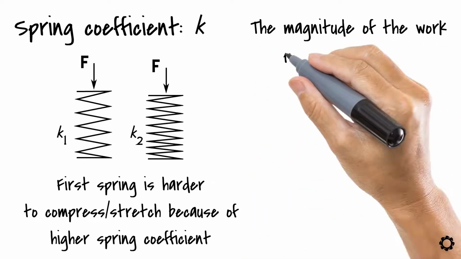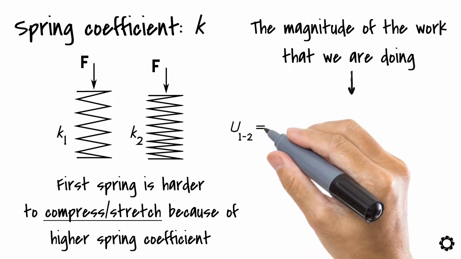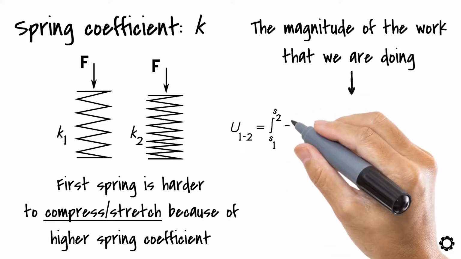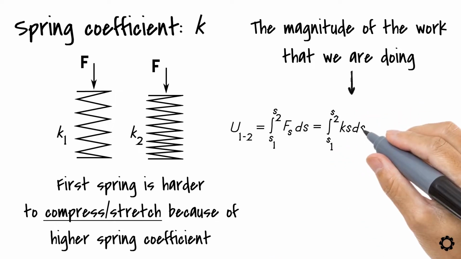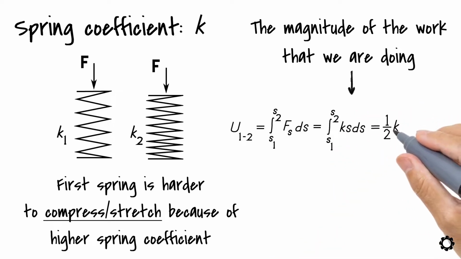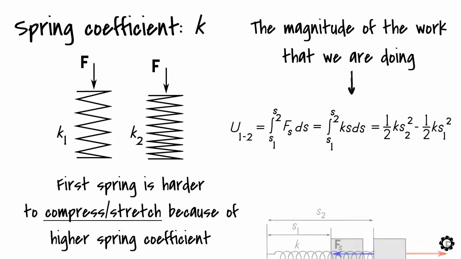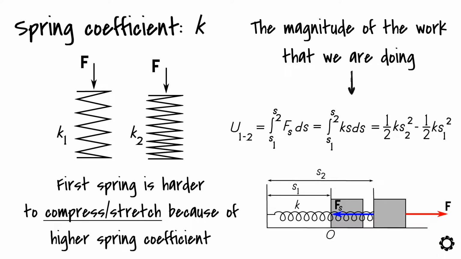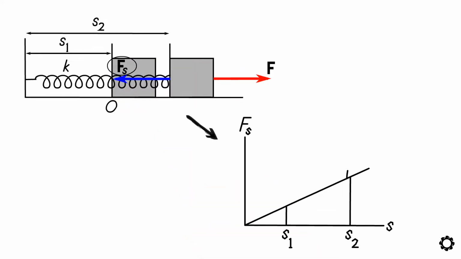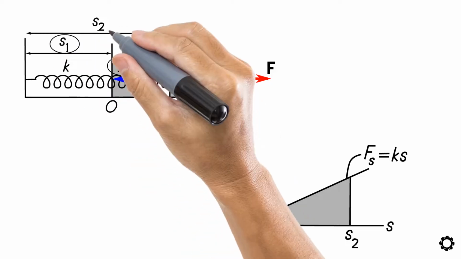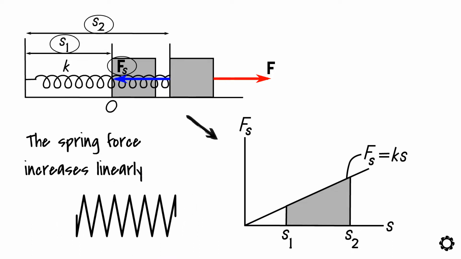Therefore, the magnitude of the work that we are doing to compress or stretch the spring can be written as follows. U1-2 equals the integral from s1 to s2 of Fs times ds, which equals the integral from s1 to s2 of k times s times ds, which equals one half k times s2 squared minus one half k times s1 squared. We can also determine this force from the following trapezoid area, which is defined by the position borders s1 and s2. As you can see, the spring force increases linearly when the spring is compressed or stretched closer to the position s2.